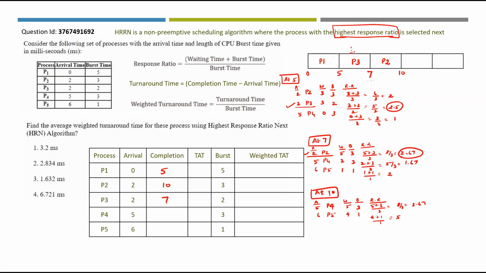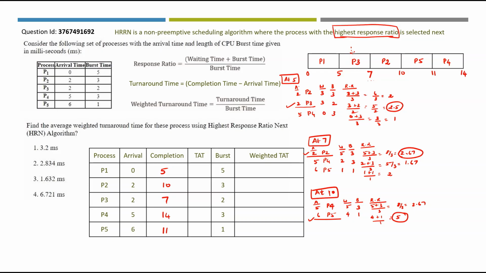Which process is having the highest response ratio now? 5. So P5 will be selected now. We'll go with P5. What is the burst time? 1. 10 plus 1 is 11. P5 is getting completed by 11 milliseconds. What is the remaining process? It is P4. So let's have P4 here in the final slot. What is the burst time? It is 3. So 11 plus 3 will give you 14. The completion time is 14 here.